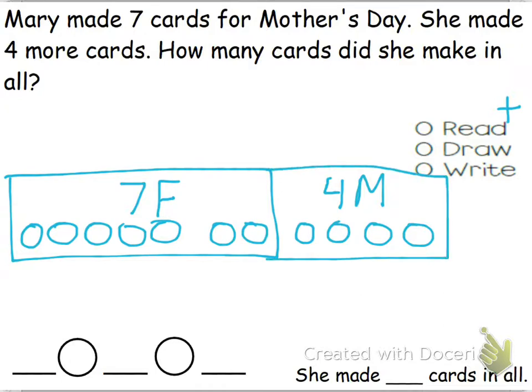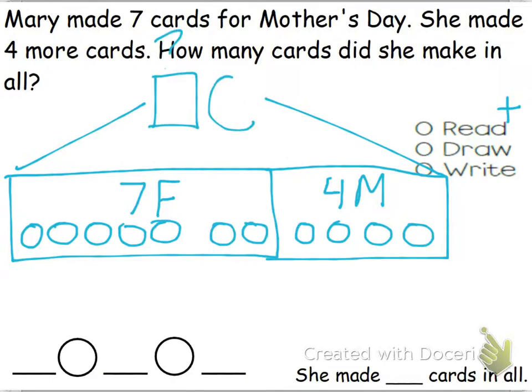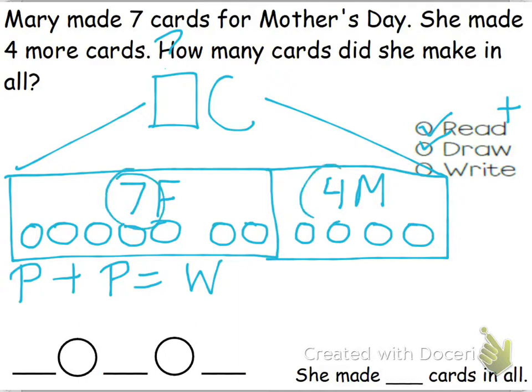Now, do we know our whole? Nope, we don't know our whole, but we can do the lines. And we can put our mystery box and how many cards she has. So we read and we drew. So we went through our number set. So we know when we're adding it's our part plus our other part equals our whole. So we know it's 7 and 4, which are our parts. So 7 plus 4 equals, we don't know that, mystery box.